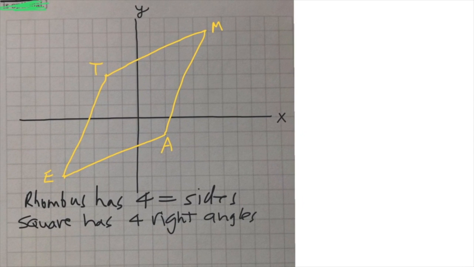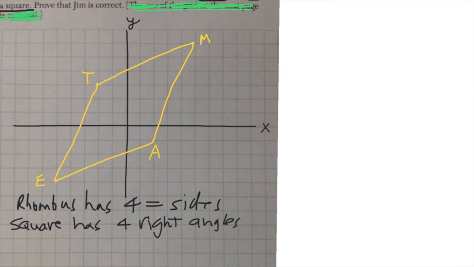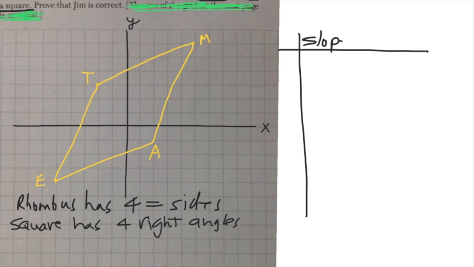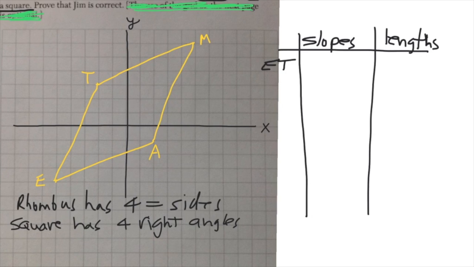So a nice organized chart of information on the side here will be a very good way to make sure that we're getting full credit on this question. Just as before, I'm going to list the slopes, and then I'm going to list the lengths next to them. Even though all these calculations aren't necessary, it's still very good practice to do so. So let's do the side ET, and we've got the side TM, we've got the side MA, and we also have the side AE.